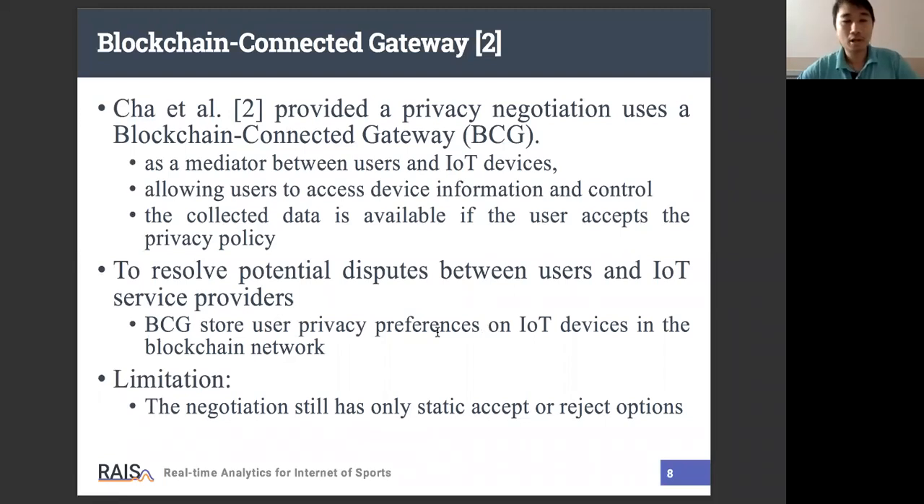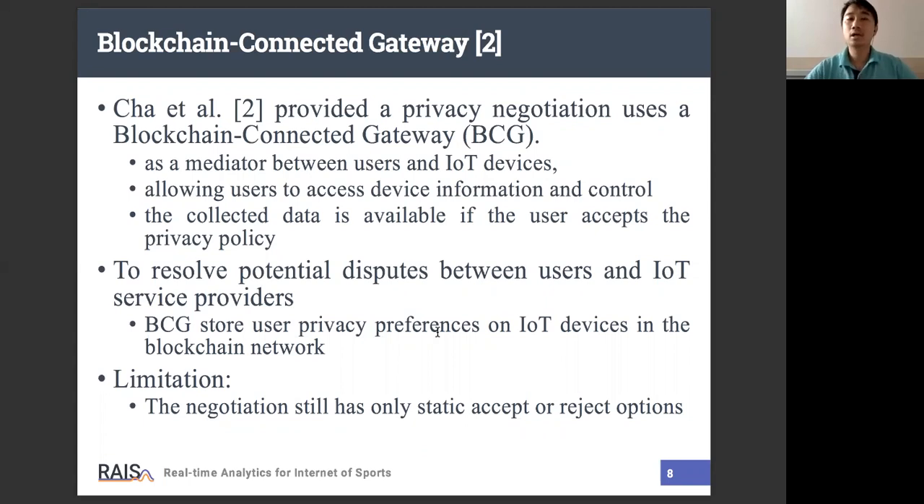And in another paper by the same author, he applied a blockchain-connected gateway to define the condition on the smart contract, comparing the privacy preference of the user side and the privacy policy of the service provider. So it still has the same problem of a static accept or reject option for the user, and the user cannot respond in a more dynamic way, like I only share a part of them, not the whole information.